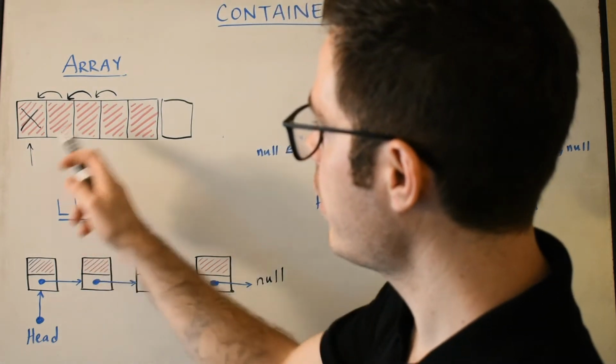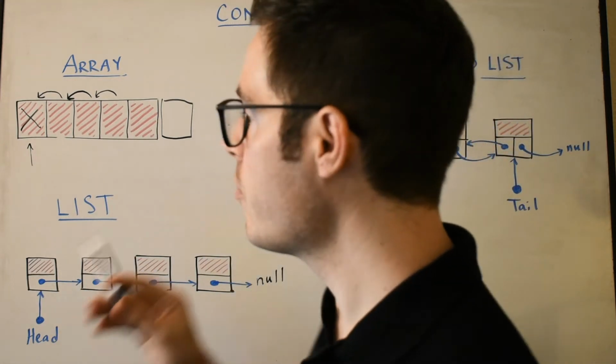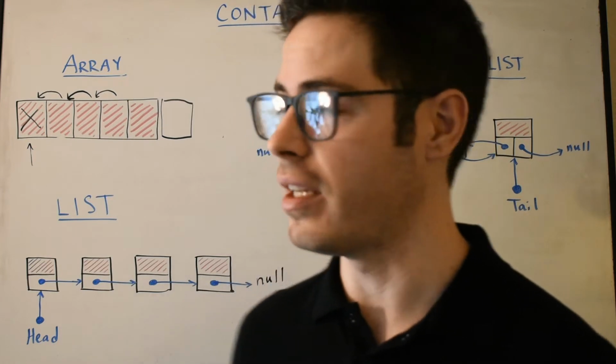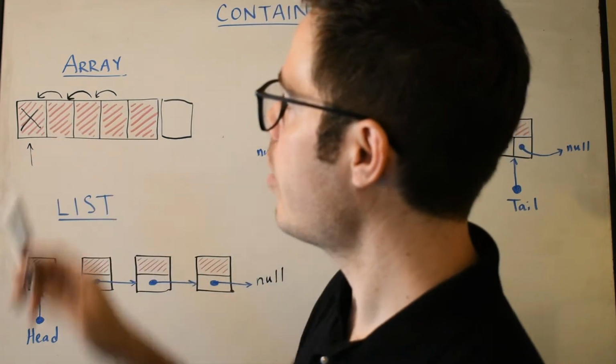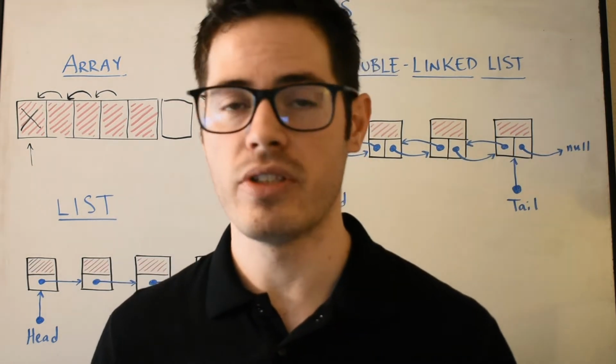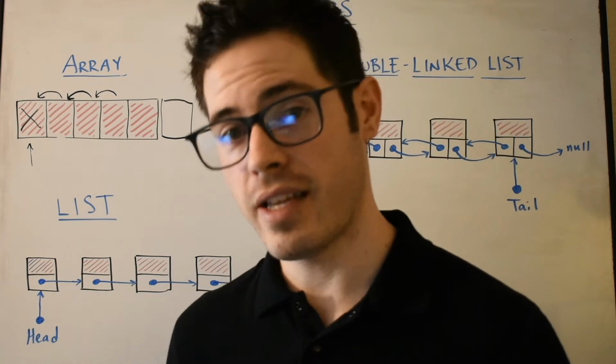Because over here in the array, if we wanted to add something to the end, no problem. But if we wanted to add something to the beginning, or say remove something from the beginning, we saw that it would require this shift over of all the elements in the array, which is not very efficient. With a list, no such shift over is necessary.